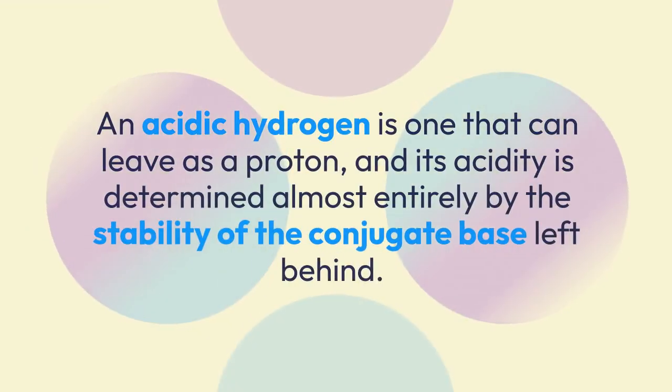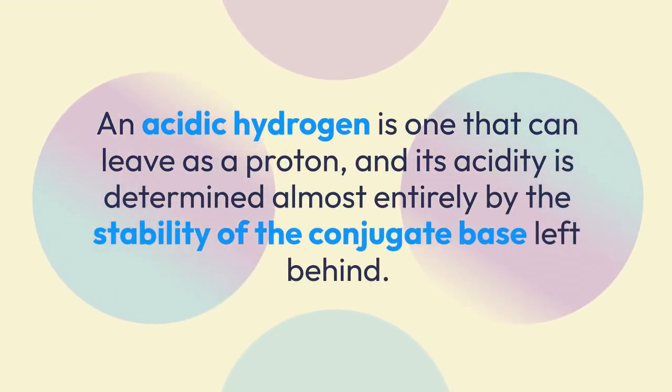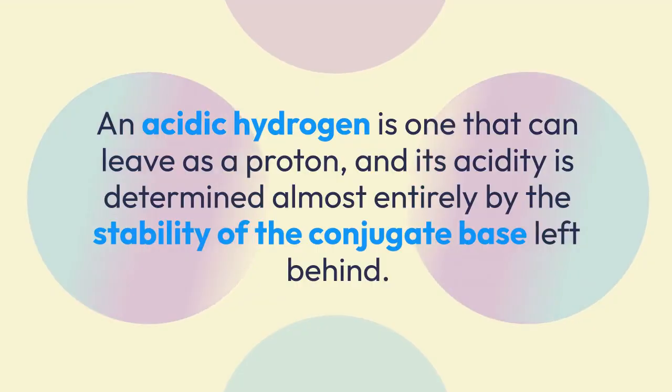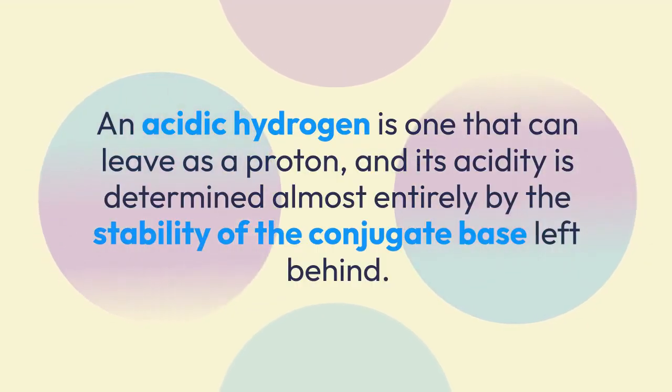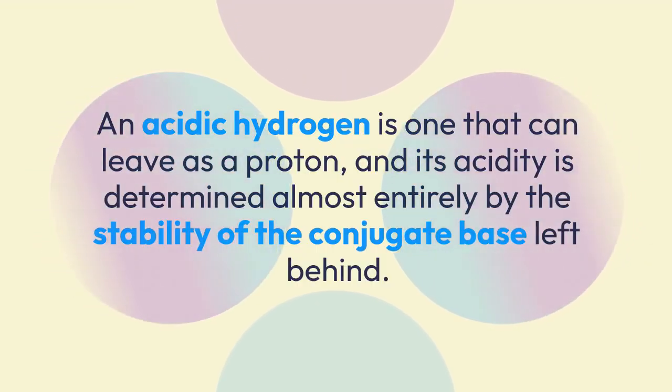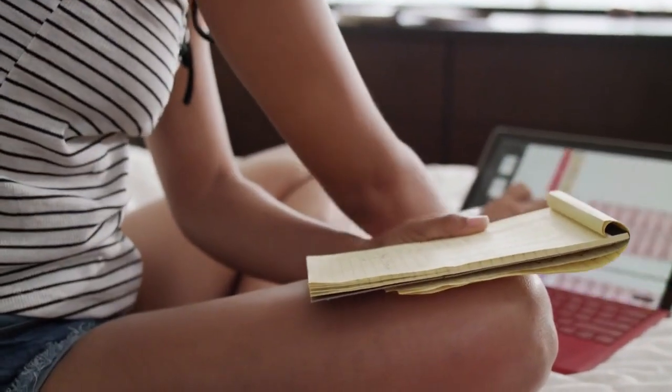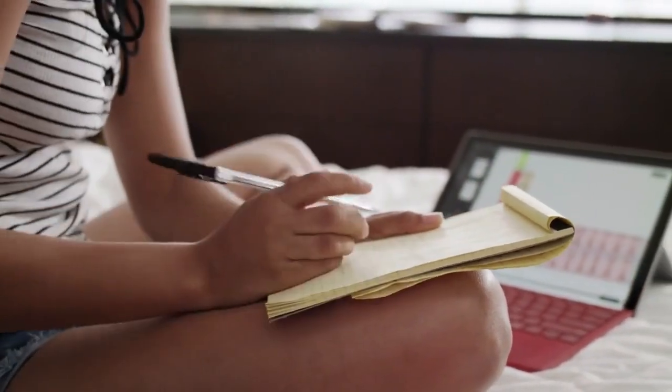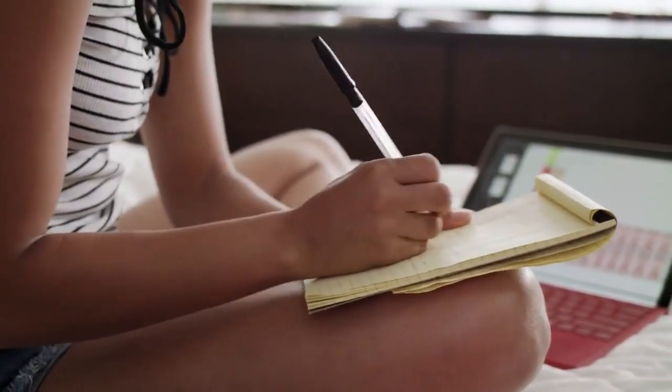So to recap, an acidic hydrogen is one that can leave as a proton, and its acidity is determined almost entirely by the stability of the conjugate base left behind. Understanding these factors will help you predict which proton will be removed in a reaction, a fundamental skill in organic chemistry.